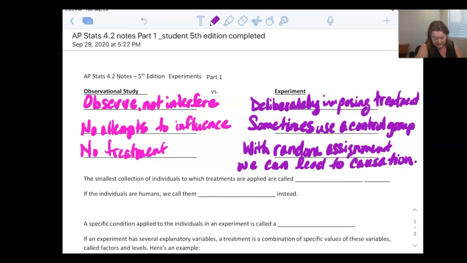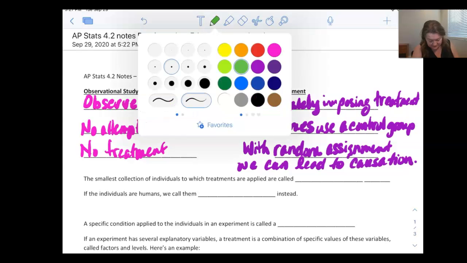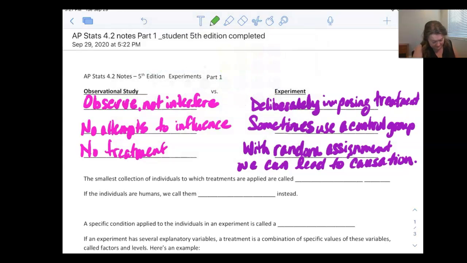All right, so the smallest collection of individuals to which treatments are applied are called experimental units. Experimental units, right? These are the things that we are experimenting on. They could be plants, animals, could be people. If we're doing experiments on humans, it's kind of cold to call them experimental units, right? So instead we do the nice warm and fluffy, I'm being sarcastic here, we're going to call them subjects instead. It doesn't sound that much warmer, but at least it sounds like it's a person.